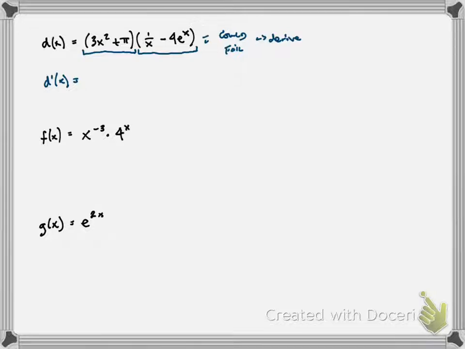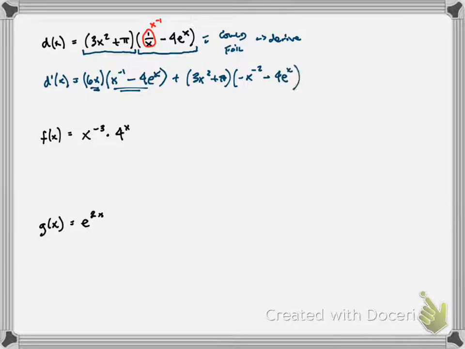So I'm going to derive the first, 6x plus 0, because the derivative of pi is 0, times x to the negative first minus 4e to the x. So notice I'm calling 1 over x, x to the negative first here. So derivative of the first times the second plus the first, 3x squared plus pi, times the derivative of the second, and the derivative of the second is going to be negative x to the negative second minus 4e to the x. When you derive x to the negative first, you get negative x to the negative second.